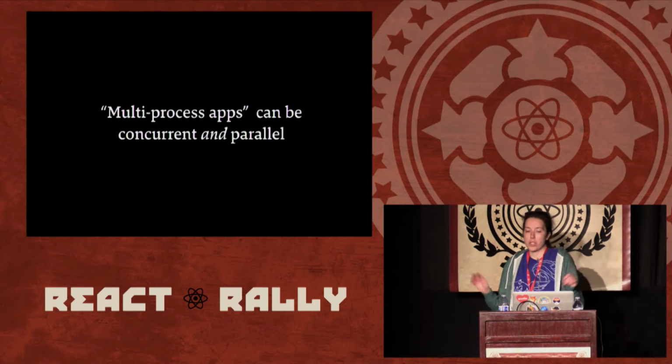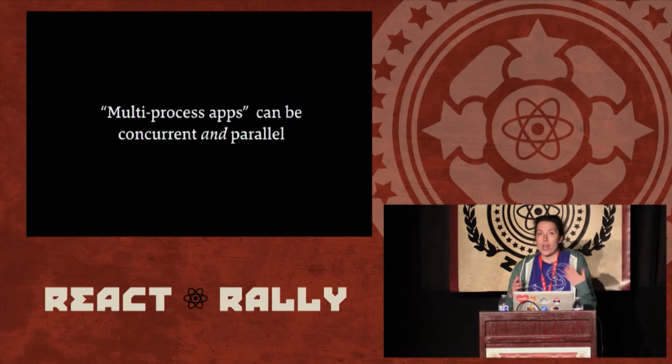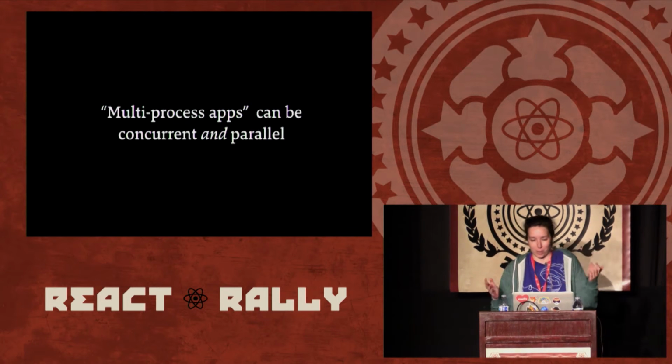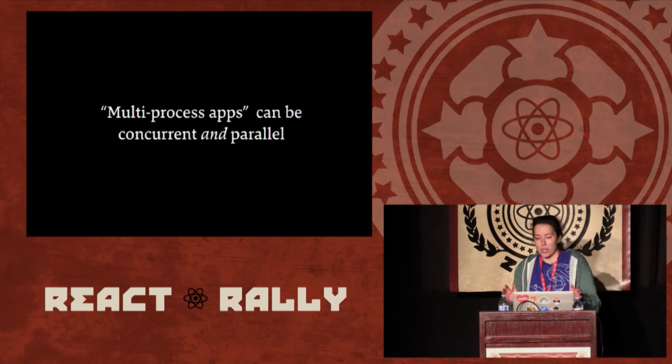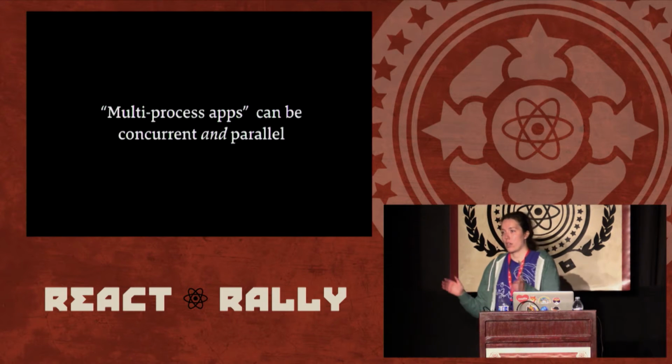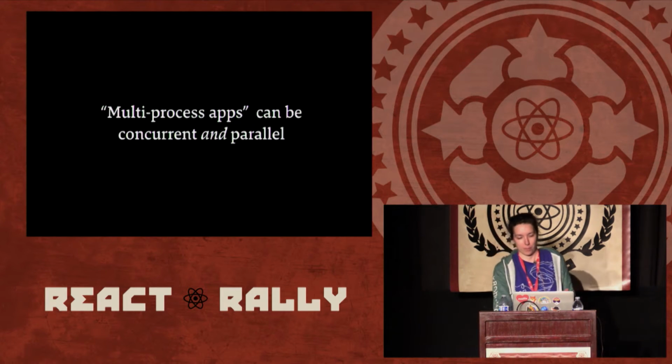So of course, when I said multi-process apps like Firefox or Electron-based stuff, I was in fact talking about physical processes. So these applications can actually be concurrent and parallel. But what I really want you to focus on is that when we're reasoning about concurrency, we are reasoning about independent things that must communicate in some way.